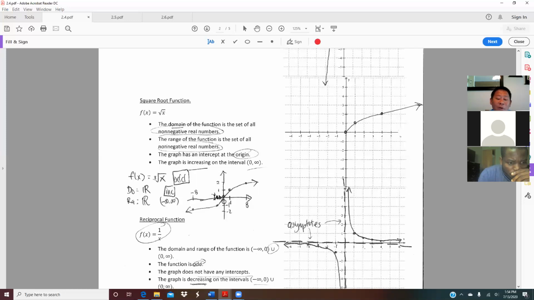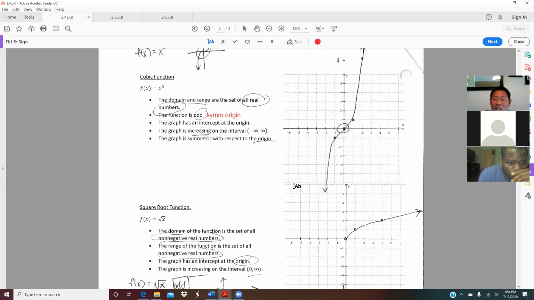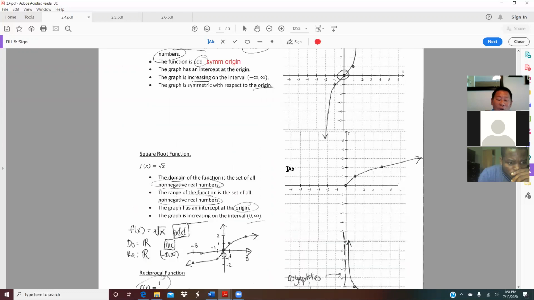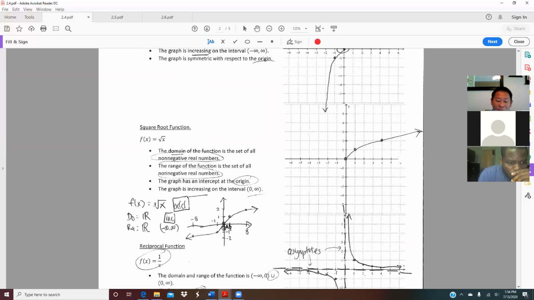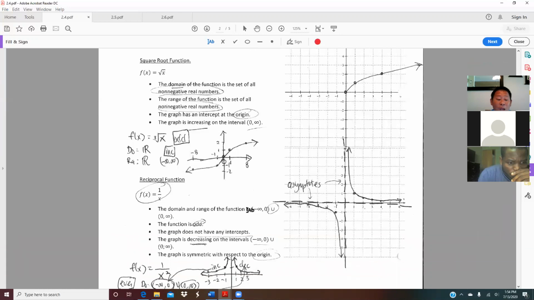A cube root graph will look something like this, which is kind of like a 90 degree rotation of your cubic graph. So if you take this cubic graph and turn it sideways, you will get a cube root graph. Your domain and range is always all real numbers for a cube root graph, and it always has a (0, 0). It's an odd function and it always increases from negative to positive infinity.